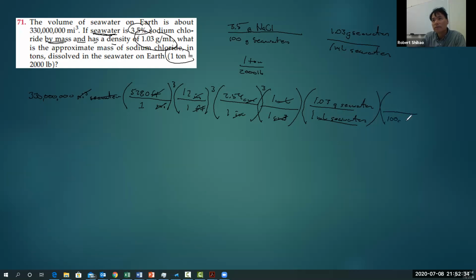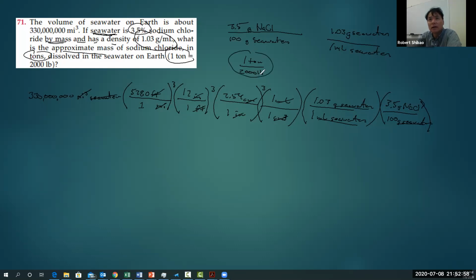100 grams of seawater contains 3.5 grams of sodium chloride. And so the grams of seawater cancel, and that leaves me with grams of pure sodium chloride, or grams of salt. Do they want grams of salt in tons? No, they don't want grams, they want tons.